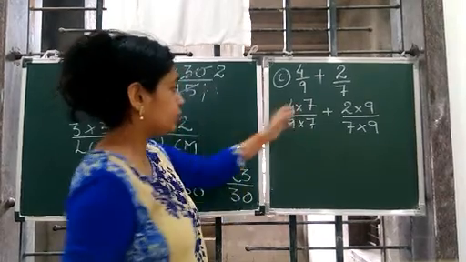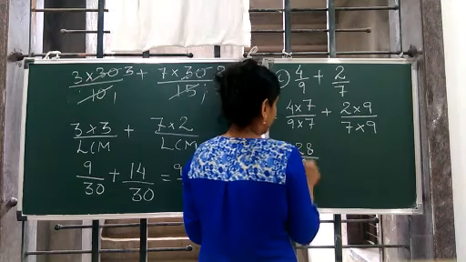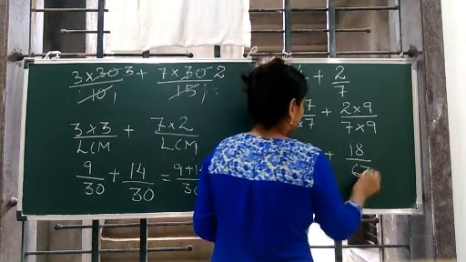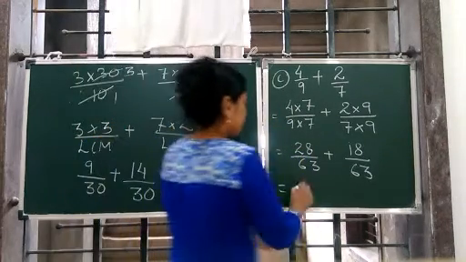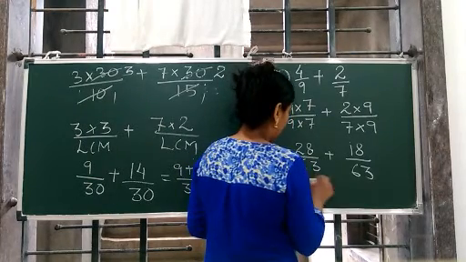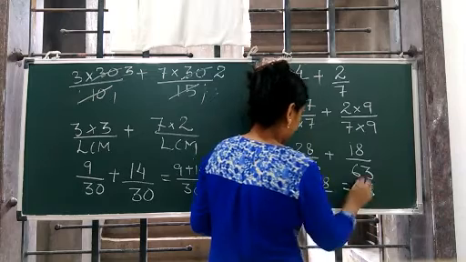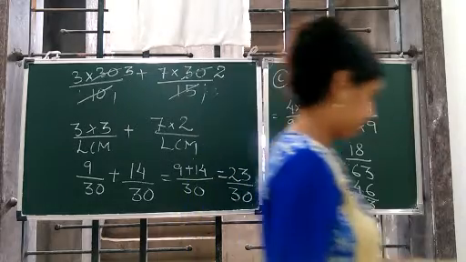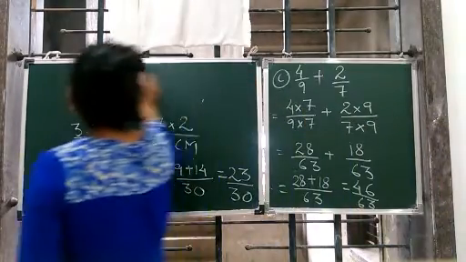Now what to do? Now we will solve. 4 sevens will give you 28, 9 sevens will give you 63, 2 nines will give you 18, 7 nines will give you 63. Again denominators, are they same? Yes, now they are same. So we just take the denominator common and add the numerators. 46 by 63. This completes the C part.